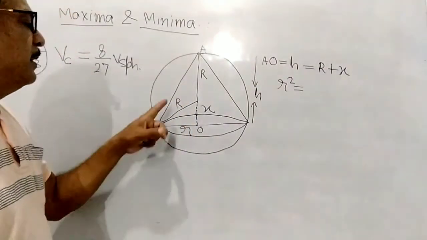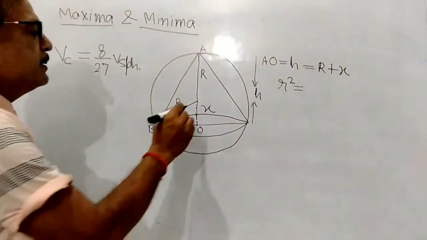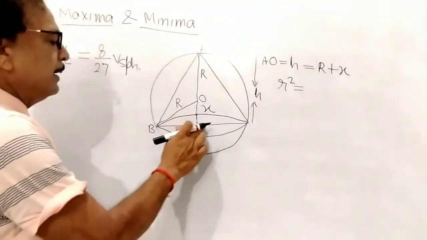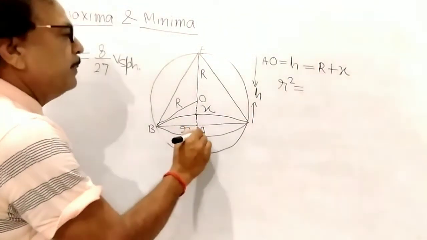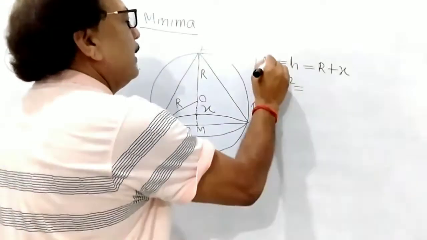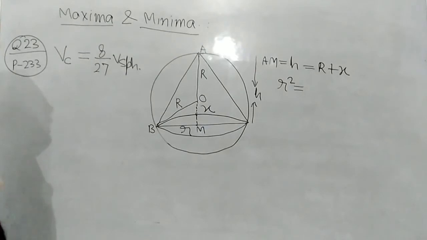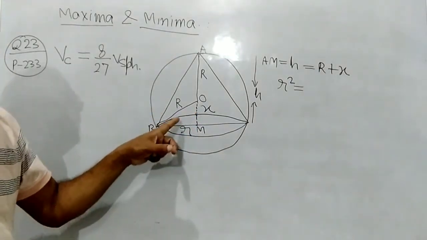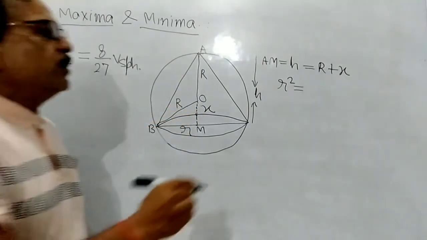This is the radius of the circle. In this triangle, let this be O, and let the perpendicular foot be M. AM is the height. So r square is R square minus x square.